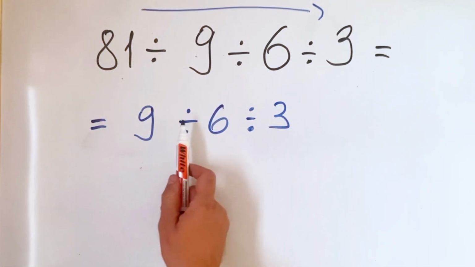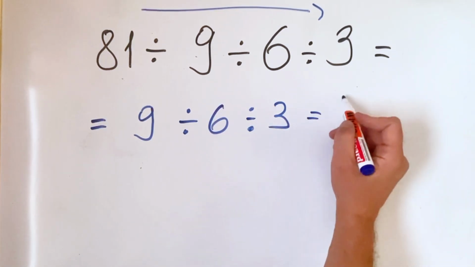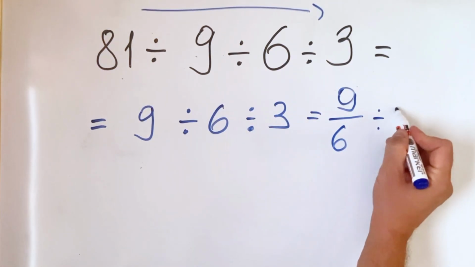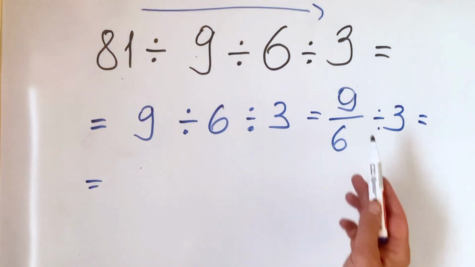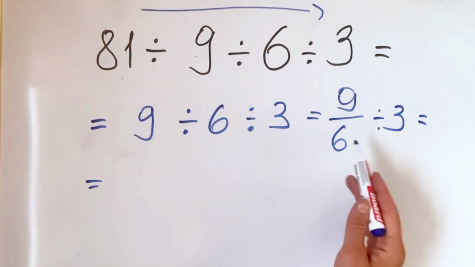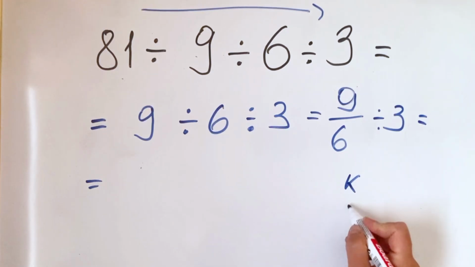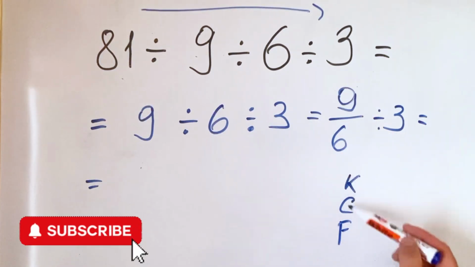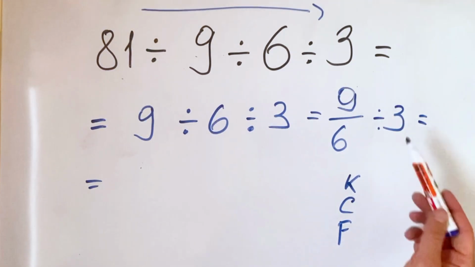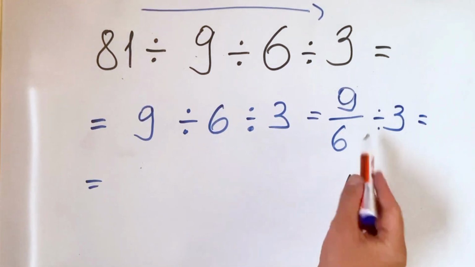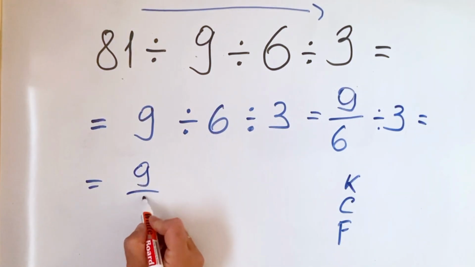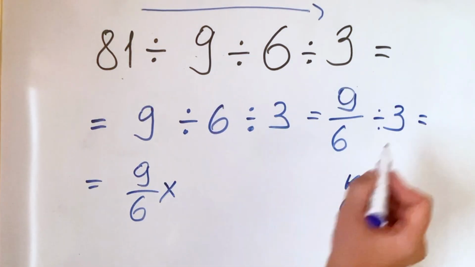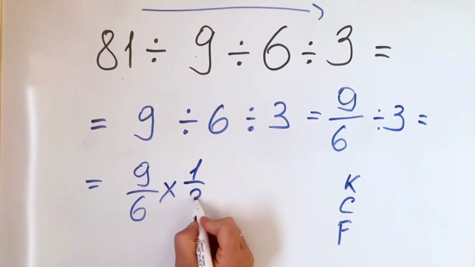Now we have 9 divided by 6, which can be written as 9 over 6, and divided by 3. When we have a fraction divided by a number, the easiest way to calculate is to remember the KCF rule, which means K stands for keep the first, C stands for change the sign, and F means flip the second. So we keep the first, we have 9 over 6, change the sign to multiplication, and we flip the second, which is 1 over 3.